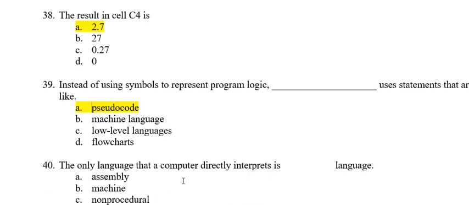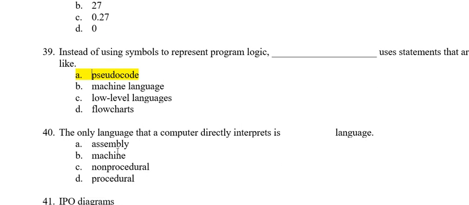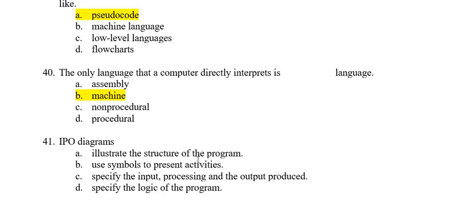40. The only language that a computer directly interprets is called a machine language. This one is easy because it's only zeros and ones, right? Machine language. The machine, zeros and ones.